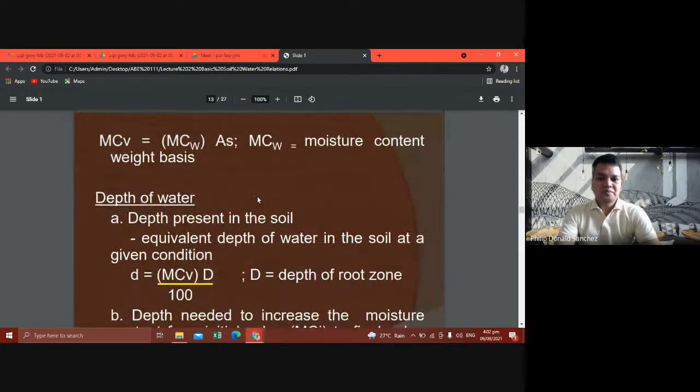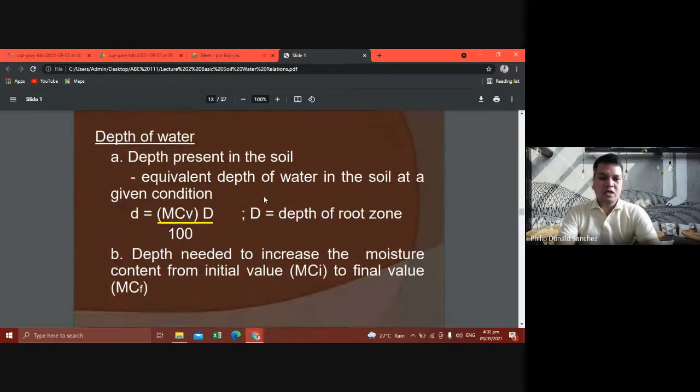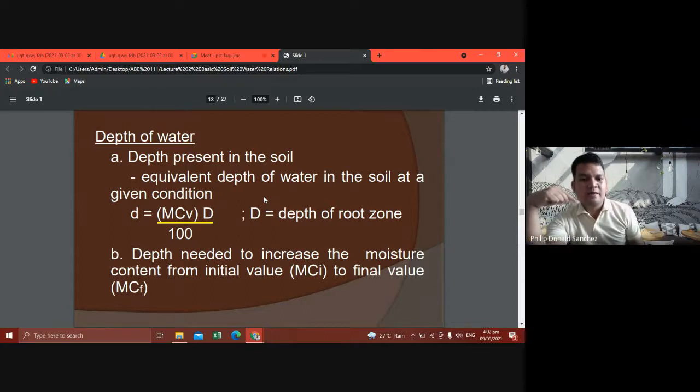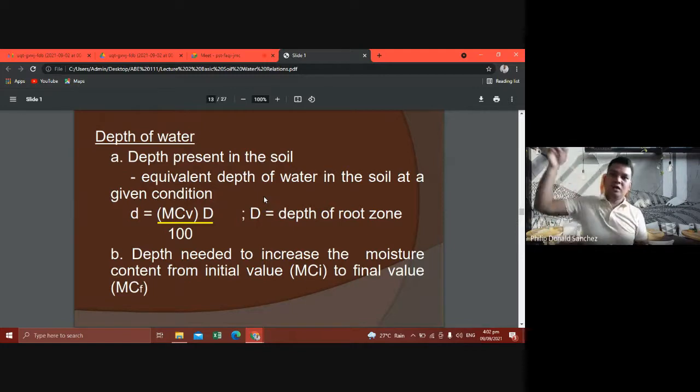So, the depth of water is another story again when we say depth of water present in the soil, because you cannot say that if the soil is compacted, no? Unless the ground, the soil, is untouched, you insert some material, for example a ball pen or ruler, into the soil, and you will see where the wetness reaches. So that's the depth of water on that particular soil, no?